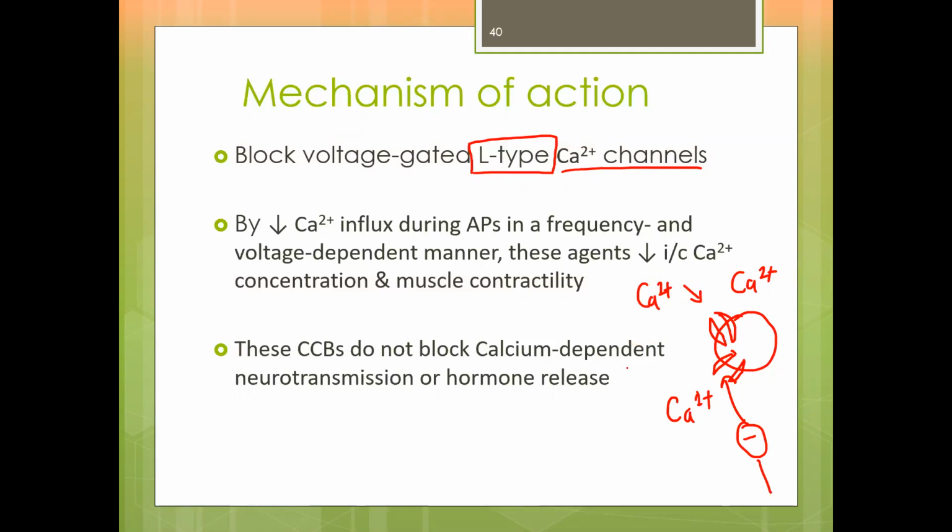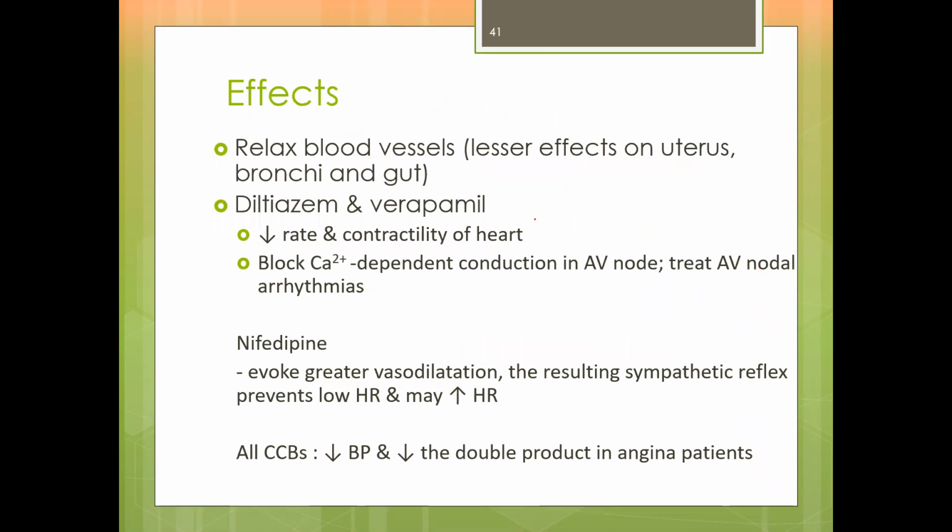However, these calcium channel blockers do not block the calcium-dependent neurotransmission or hormone release. Okay, so they do not block calcium-dependent neurotransmission or hormone release. They only reduce muscle contractility after reducing intracellular calcium concentration. So IC is intracellular, AP is action potential.